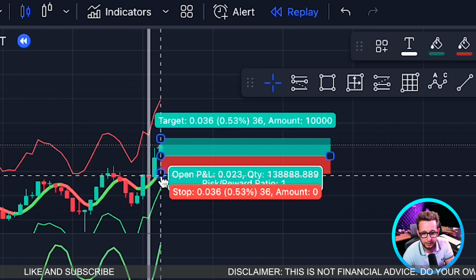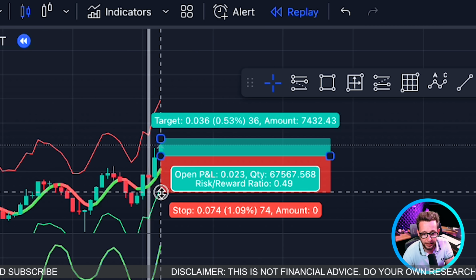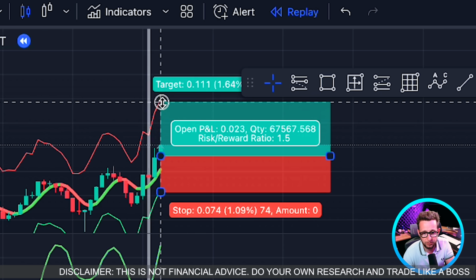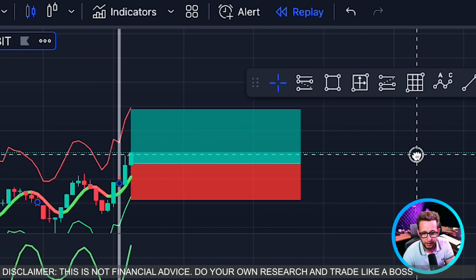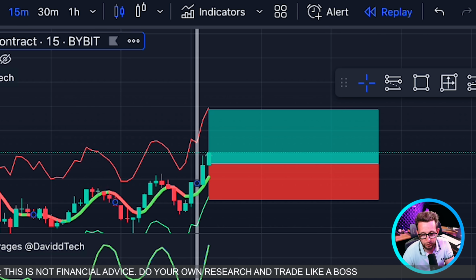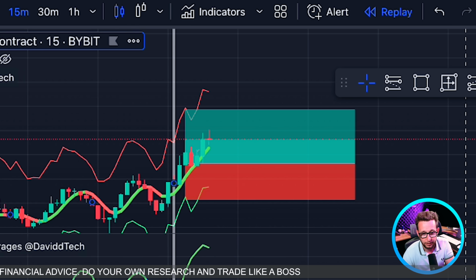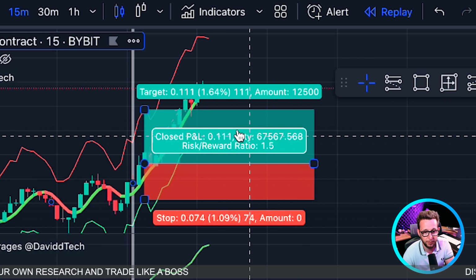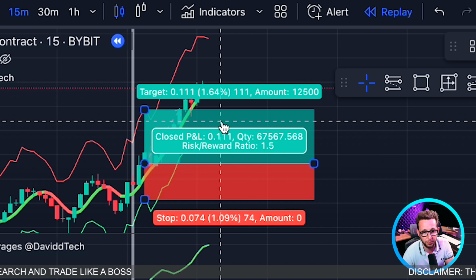Just here, we're going to set our stop loss all the way to the ATR band, which is just there. We're looking for a risk to reward of 1.5, and let's play this strategy. Boom! As you can see, that would have been an absolute perfect win of 1.64%.